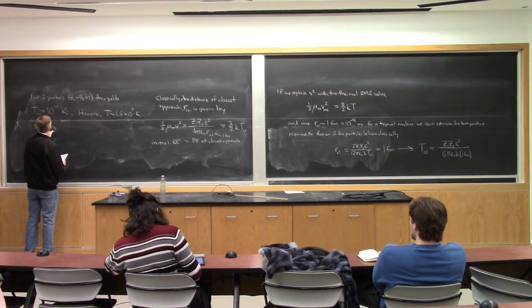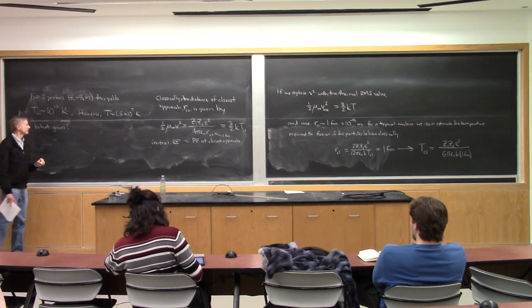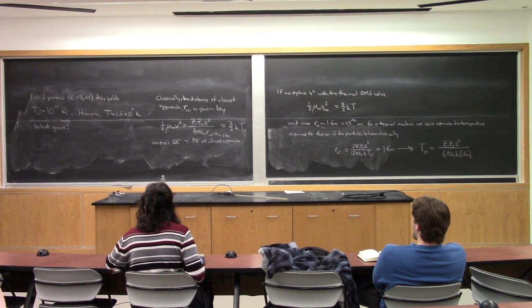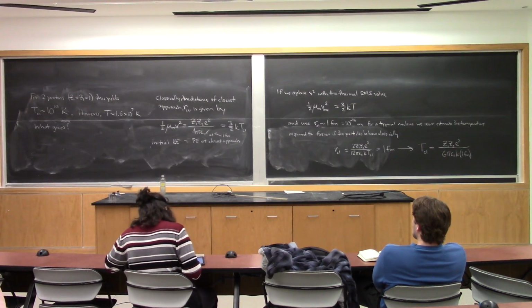What's up with that? Why does the actual temperature that we need be so much lower than what we would estimate classically? How can these particles be fusing if, classically speaking, they could not overcome their electrical repulsion and get close enough to fuse with one another?